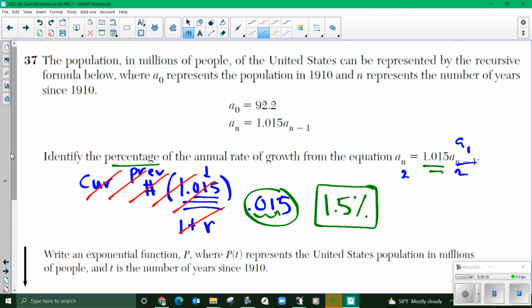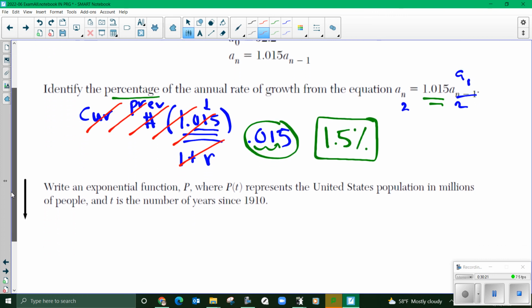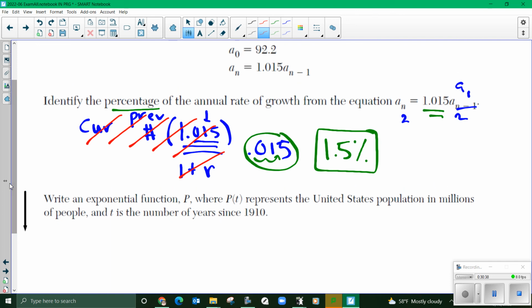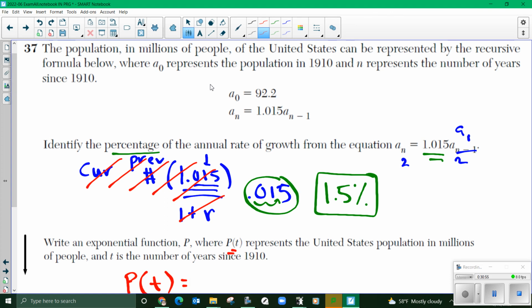Okay. The second question says, write an exponential function, p, where p of t represents the United States population in millions of people, and t is the number of years since 1910. All right, so anytime I write an equation of growth like this, I start out with saying p of t, okay, because they tell me to. It's always my initial or beginning amount. Okay, my beginning amount in 1910, they already told me. Okay, the beginning of A of 0 represents the population in 1910.